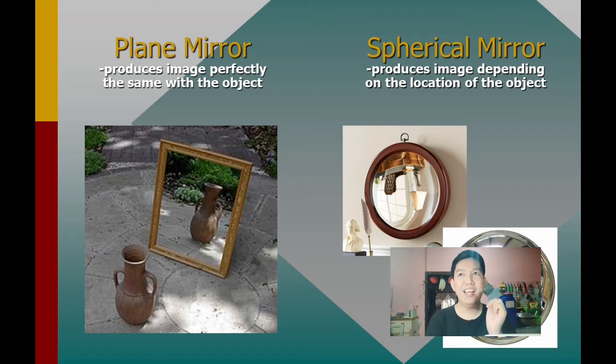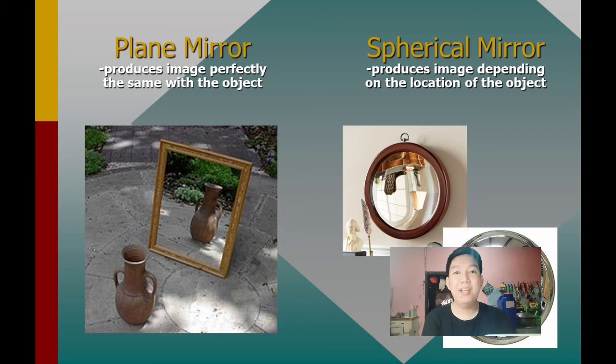So kung i-compare natin yung dalawa, as you notice, for plane mirror, ito yung mga mirror natin sa bahay na nakakapag-produce ng image na halos pareho lang ng object na nasa harapan niya. So same ang size with respect to the object, same ang location of the image with respect to the object, same din ang appearance, same ang characteristics overall. So how about for spherical mirror?